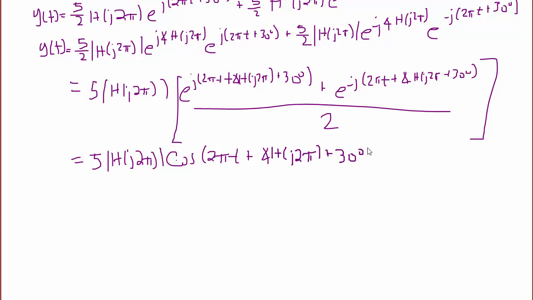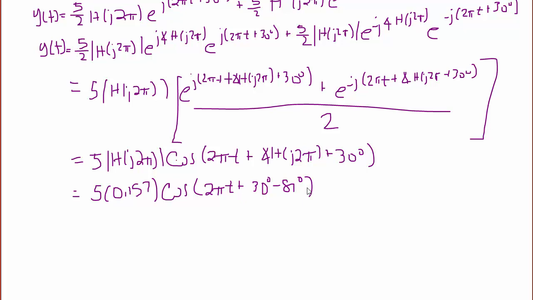plus 30 degrees. Hopefully this is starting to look familiar to what you did when you did phasor analysis before. So this ends up being 5 times 0.157, which we found in the previous problem, cosine of 2πt plus 30 degrees minus 81 degrees, which we also found in the previous problem. So this ends up being 0.785 cosine of 2πt minus 51 degrees, which you would have also gotten from phasor analysis.